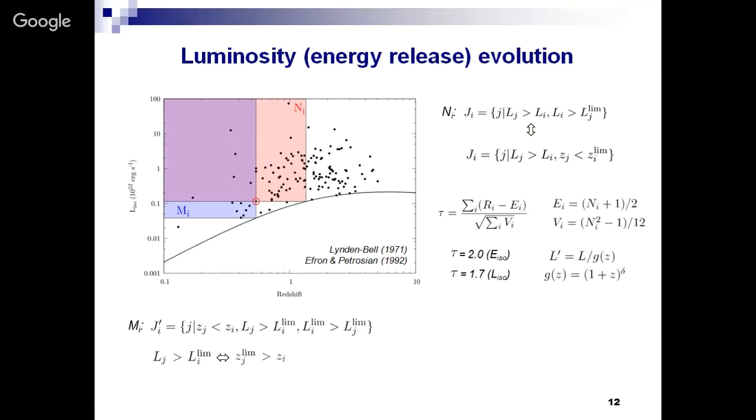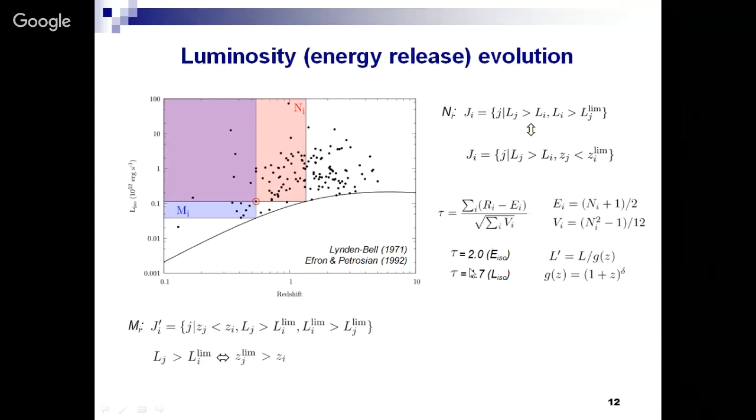Lynden-Bell in 1971 proposed the methodology for dealing with selection effects, estimating the luminosity function or cumulative distribution. This is illustrated here, this red sample. But to apply the Lynden-Bell methodology, we first should eliminate the dependence of the variables. If the variables, that is the luminosity and the redshift, are dependent, we cannot use the Lynden-Bell methodology. So we follow the methodology proposed by Efron and Petrosian in 1992, and first estimate the tau statistic. The tau statistic is close to the Kendall tau correlation coefficient, and we found that for our sample it equals 2 and 1.7. These values are rather low.